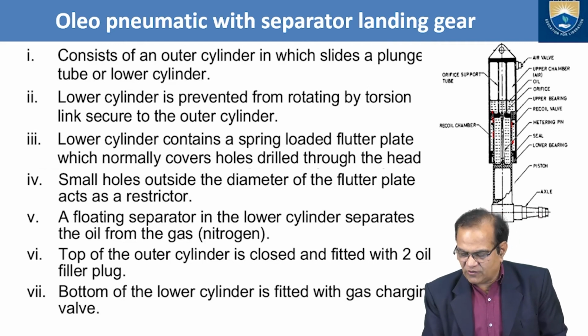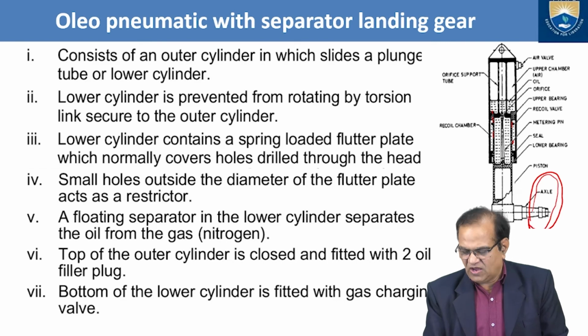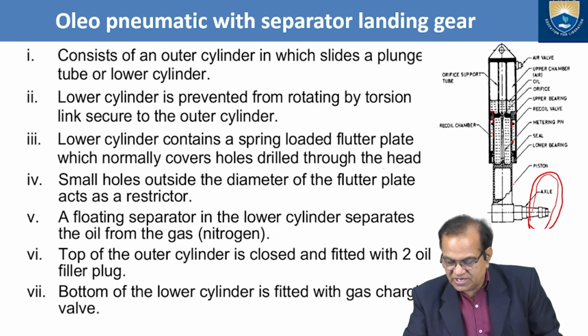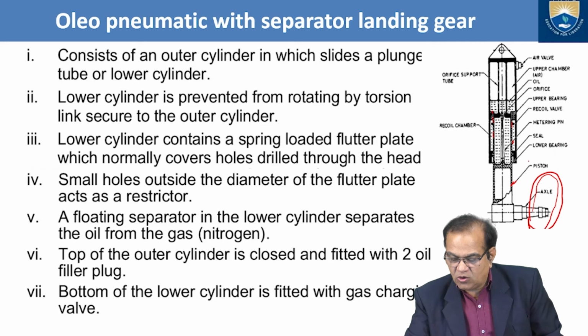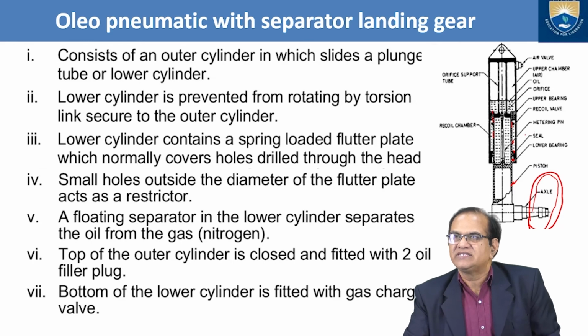So here is the axle, where the wheel is. This is where the wheel will be fixed. Then we have here the piston. This is the lower bearing here. This is the seal so that the hydraulic fluid should not enter. This is the metering pin. This is the recoil valve. Upper bearing is here. Lower bearing and upper bearing.